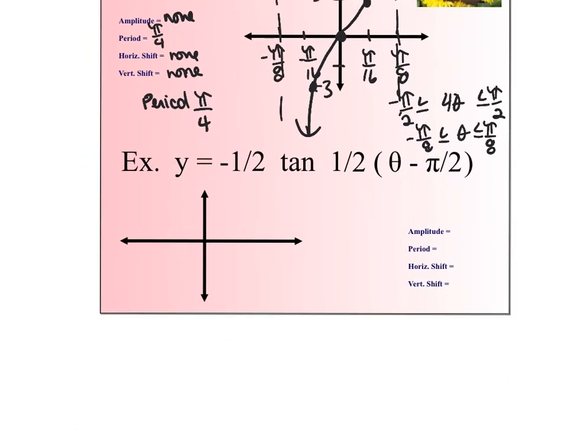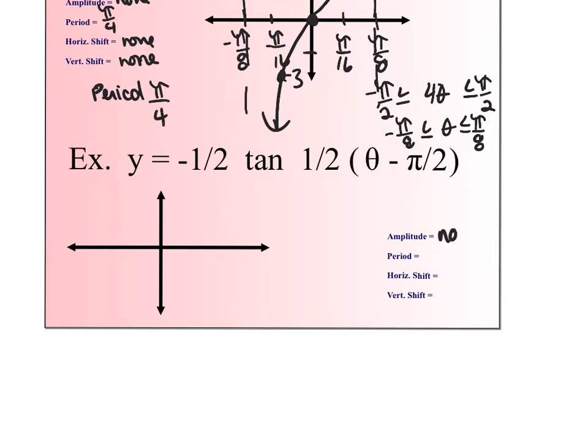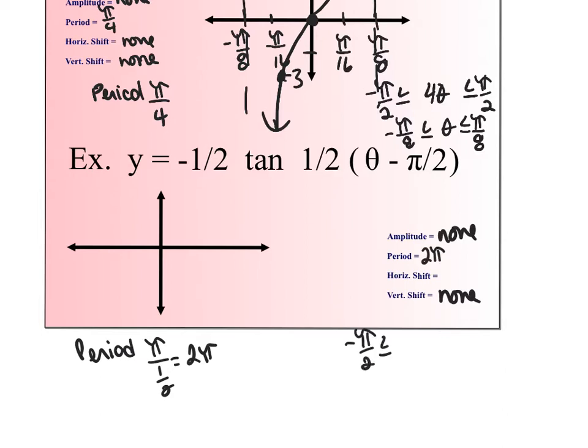Okay, moving on. Next, again, tangent doesn't have an amplitude. This does have a horizontal shift, but it doesn't look like it has a vertical shift. So let's find the rest of the stuff. The period is going to be pi divided by half, which is 2 pi. And let's figure out the horizontal shift. So again, we set this up with negative pi over 2.